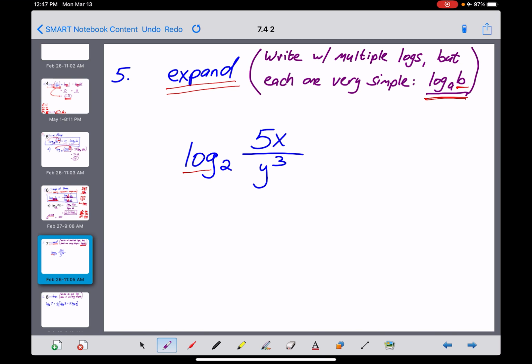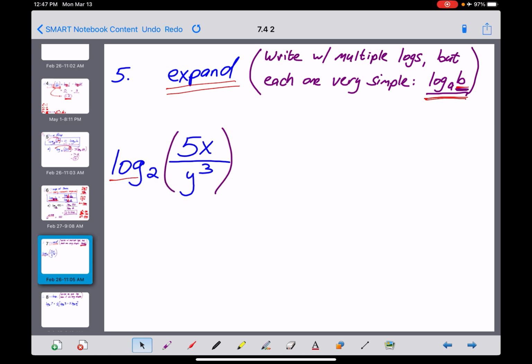So what's going on in this problem, guys? We've got a single logarithm, log base 2, but of a fraction, 5x over y cubed. So this right here is too complicated because we said that b has to be just one simple number. So the very first thing we're going to do is recognize that we're taking the logarithm of a quotient. So we're going to use the quotient property and make this the log base 2 of your numerator, which is 5x, I'll put parentheses around that, minus the log of the same base of your denominator, which is y cubed.